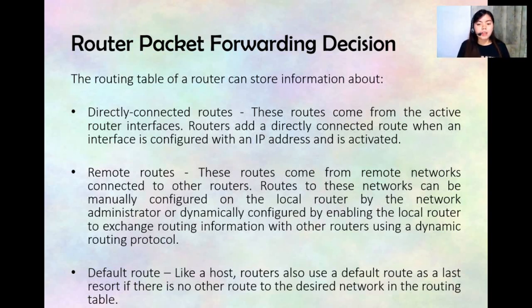Remote routes. These routes come from remote networks connected to other routers. Routes to this network can be manually configured on the local router by the network administrator or dynamically configured by enabling the local router to exchange routing information with other routers using a dynamic routing protocol. And default route. Like a host, routers also use a default route as a last resort if there is no other route to the desired network in the routing table.